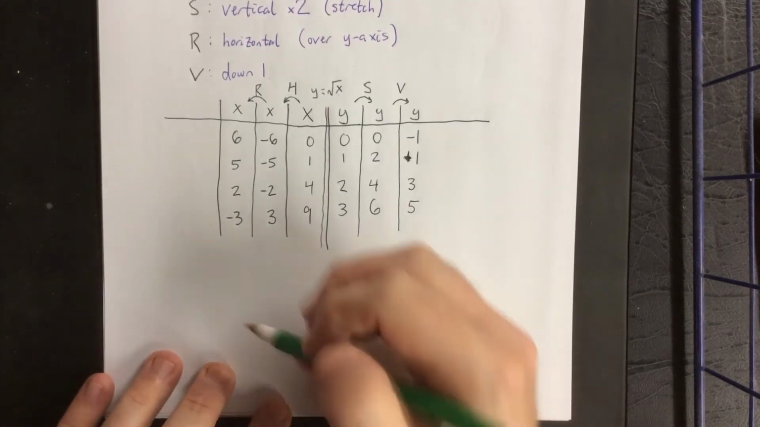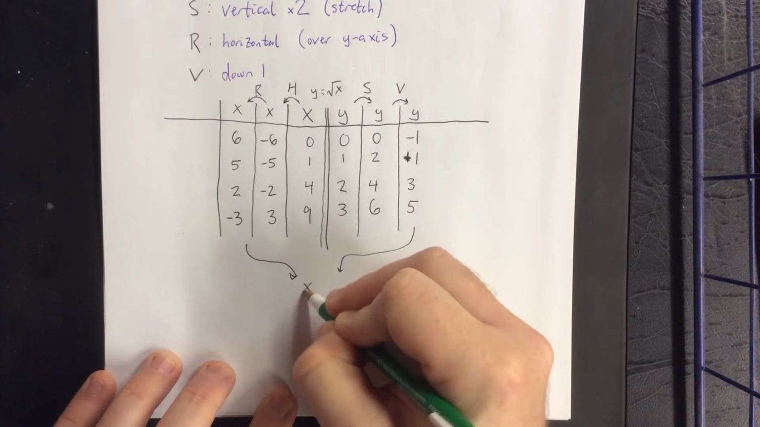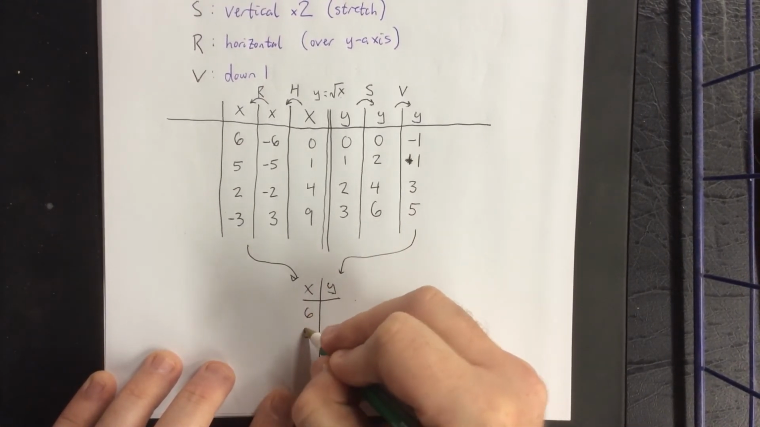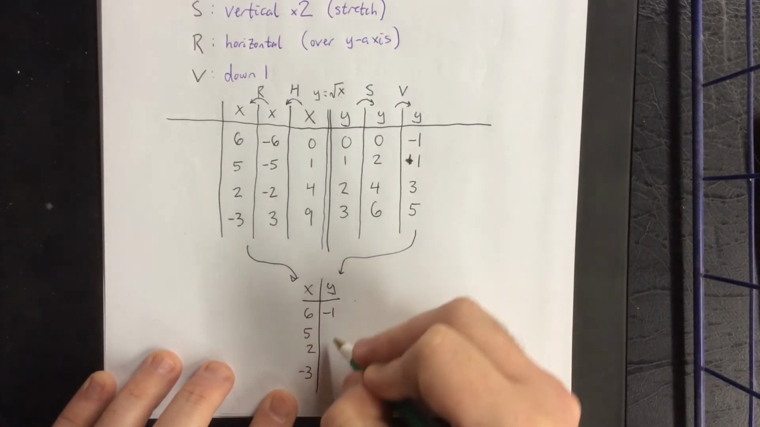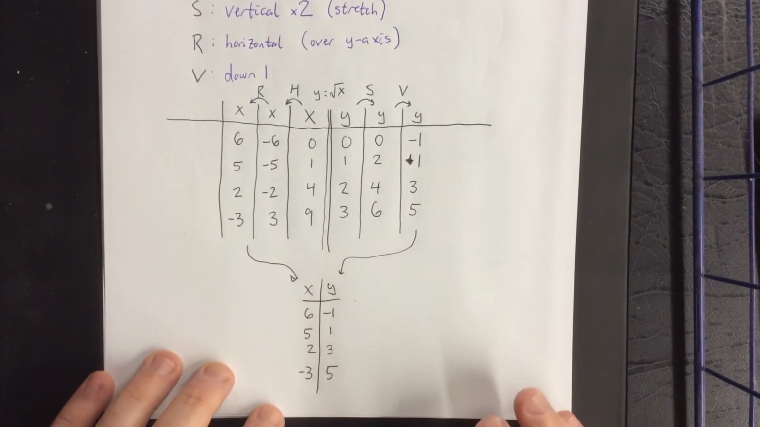Now, as far as points on the actual graph are concerned, we're going to take all of our transformed points and put them together here. So x values of 6, 5, 2, negative 3. Y values of negative 1, positive 1, 3, and 5.